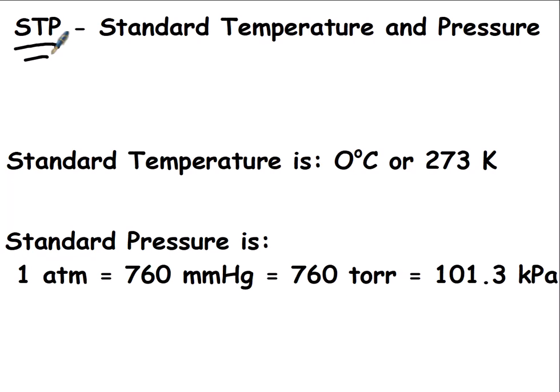So if in a problem you're given STP, they're giving you a temperature and a pressure. You can also be given just standard temperature or just standard pressure. On your formula chart, standard temperature is 0 degrees Celsius and standard pressure is 1 atm. But remember that 0 degrees Celsius is equal to 273 Kelvin, and 1 atm is equivalent to all those other pressures.